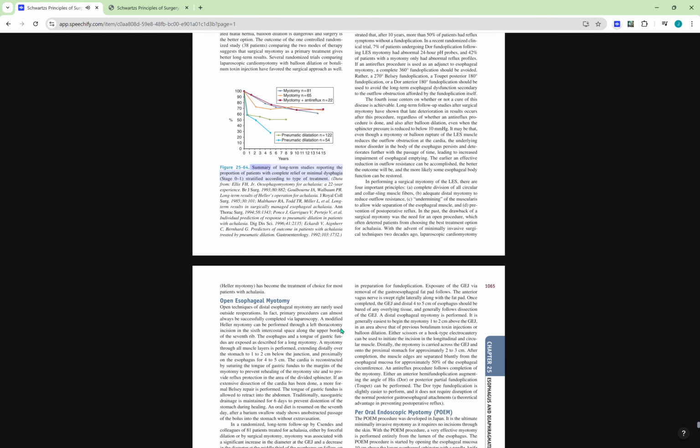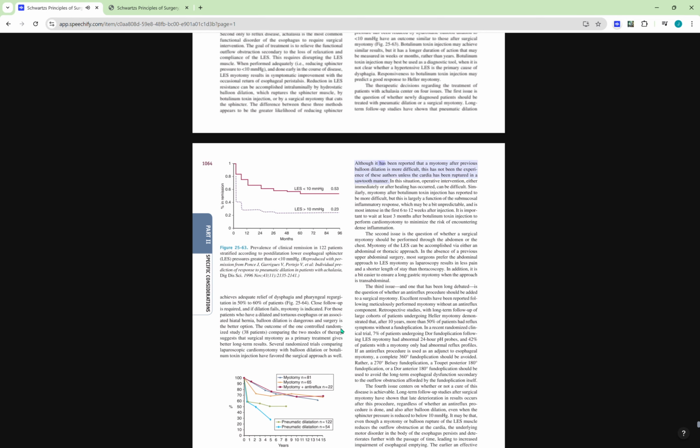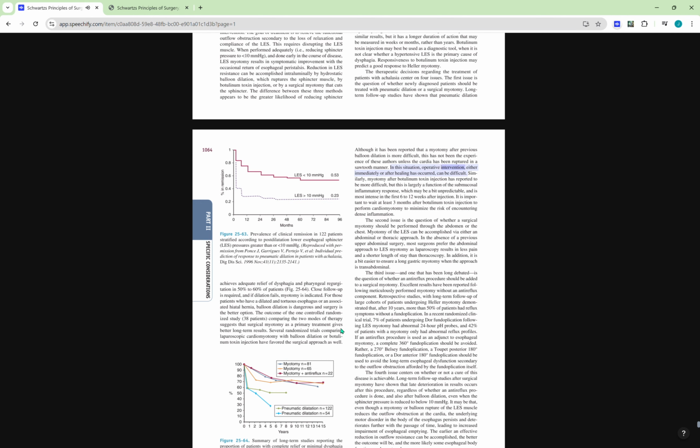Figure 25-64. Summary of long-term studies reporting the proportion of patients with complete relief or minimal dysphagia stratified according to type of treatment. Although it has been reported that a myotomy after previous balloon dilation is more difficult, this has not been the experience of these authors unless the cardia has been ruptured in a sawtooth manner. In this situation, operative intervention, either immediately or after healing has occurred, can be difficult.